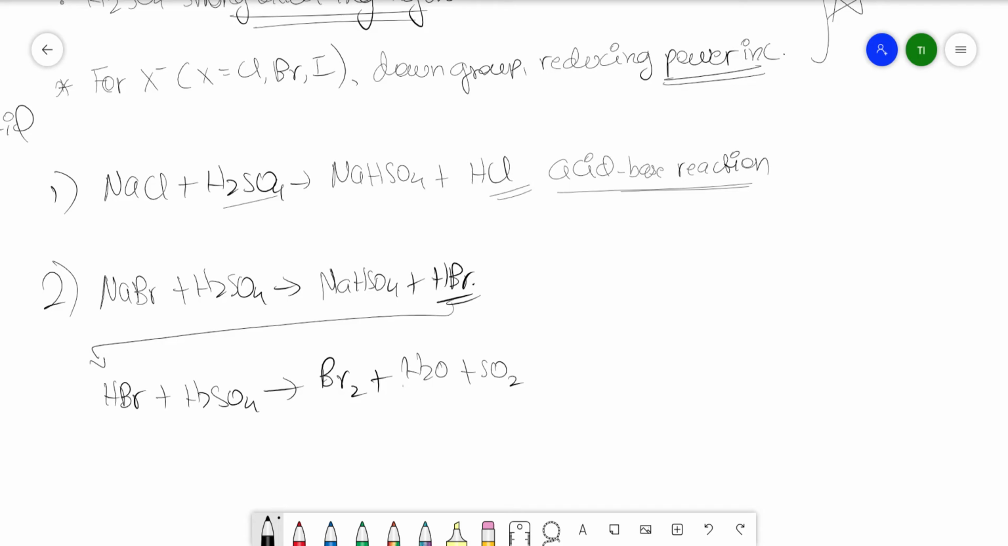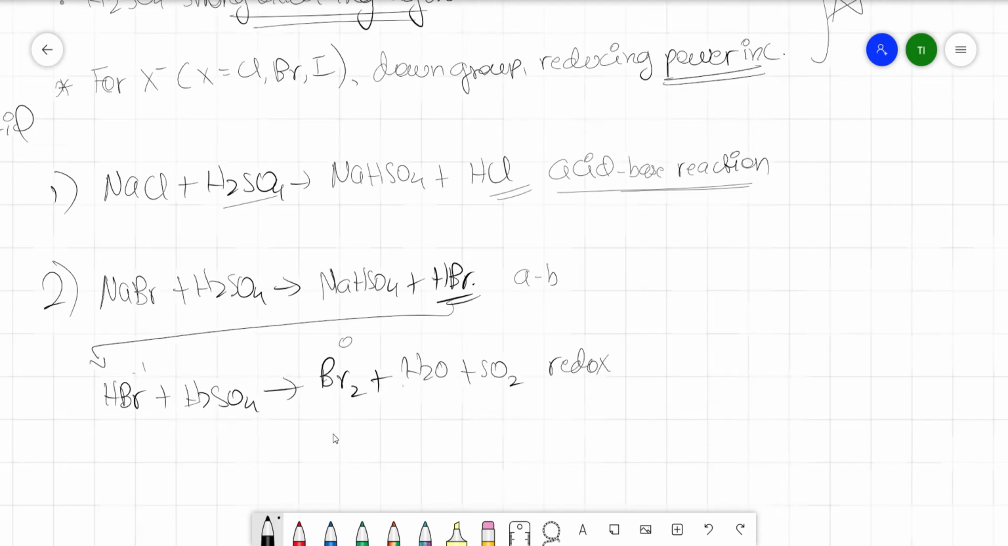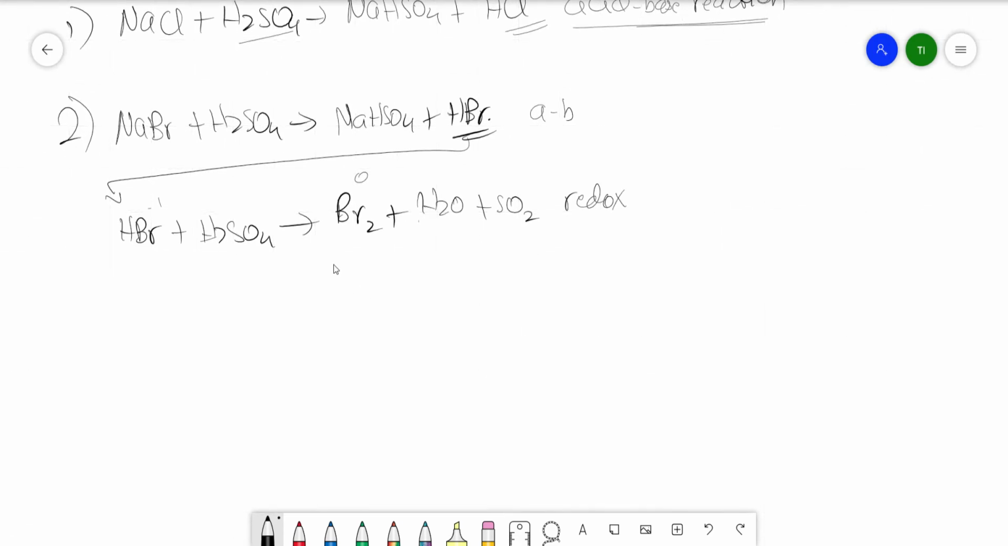This is an acid-base reaction. The first reaction that takes place is acid-base, and the second reaction that takes place is a redox. The reason why this is a redox is because there's a reduction and an oxidation. As you can see, Br- at -1 changes to 0, so it gets oxidized, and there's reduction as well.